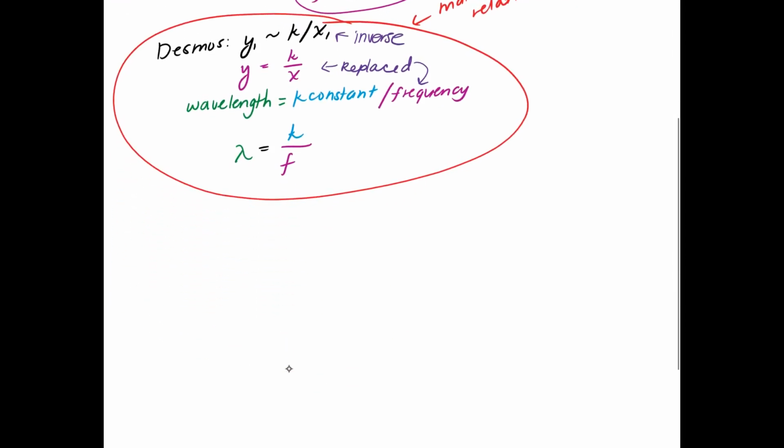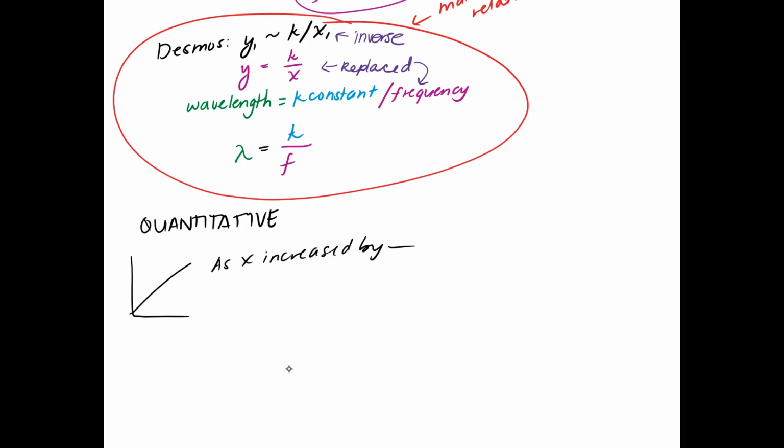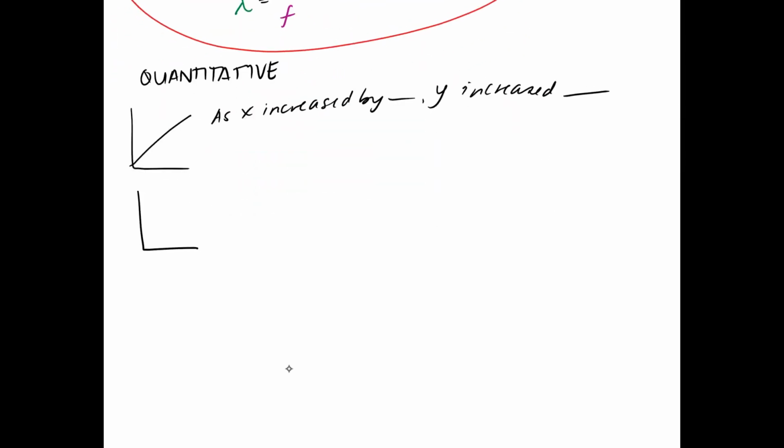So now what does that mean? What is the quantitative relationship? Since it's not as clean as the slope, remember, as x increased by some number, y also increased by some number. And since it's not the case, we have something a little less clean. So we have this. So what we're going to do is answer a couple questions. What does k represent?